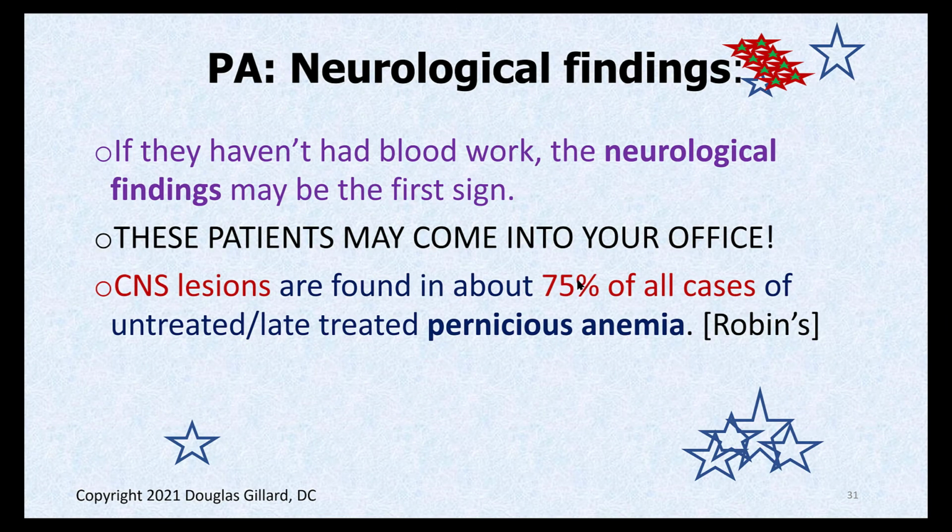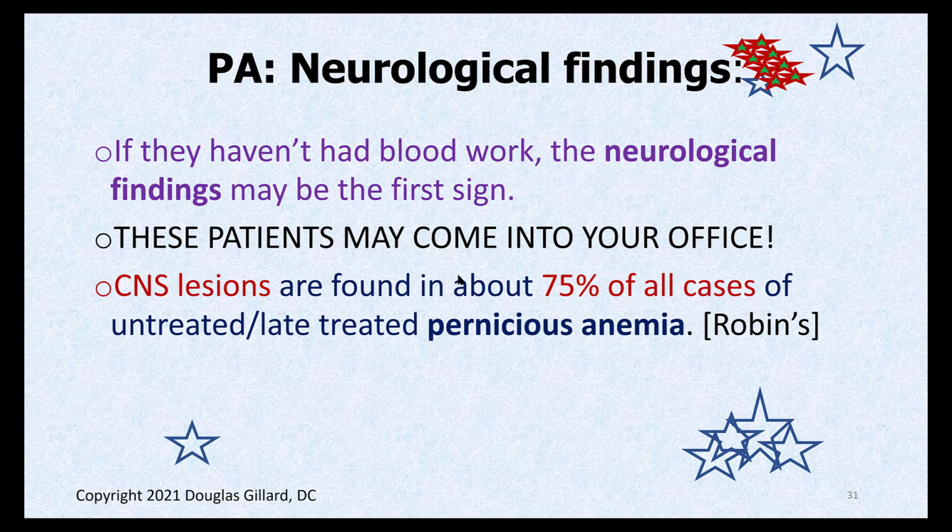How about neurological findings in someone with pernicious anemia? Well, you may first catch the diagnosis with neurological findings. In fact, if they haven't had blood work, they may come into your office thinking they have sciatica. And once you start doing the history and do the exam, you'll say, oh boy, we better get some blood work because they don't have sciatica.